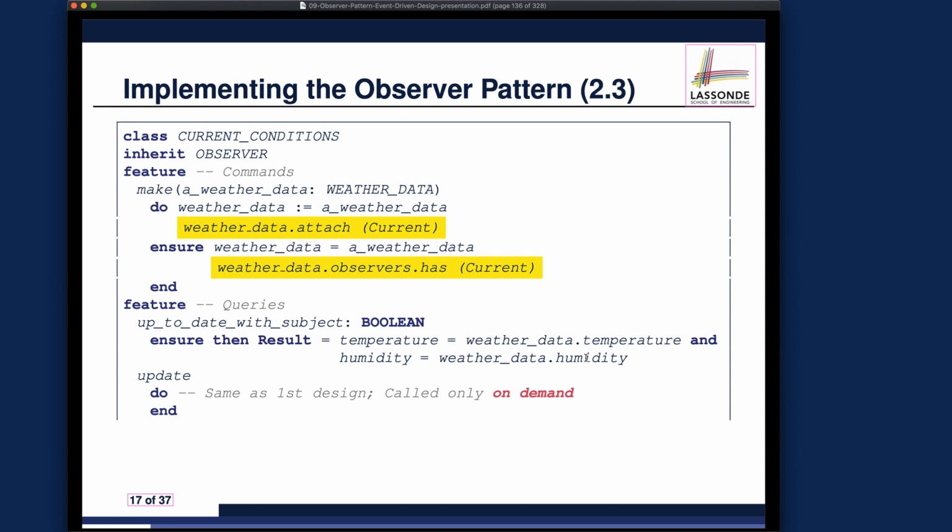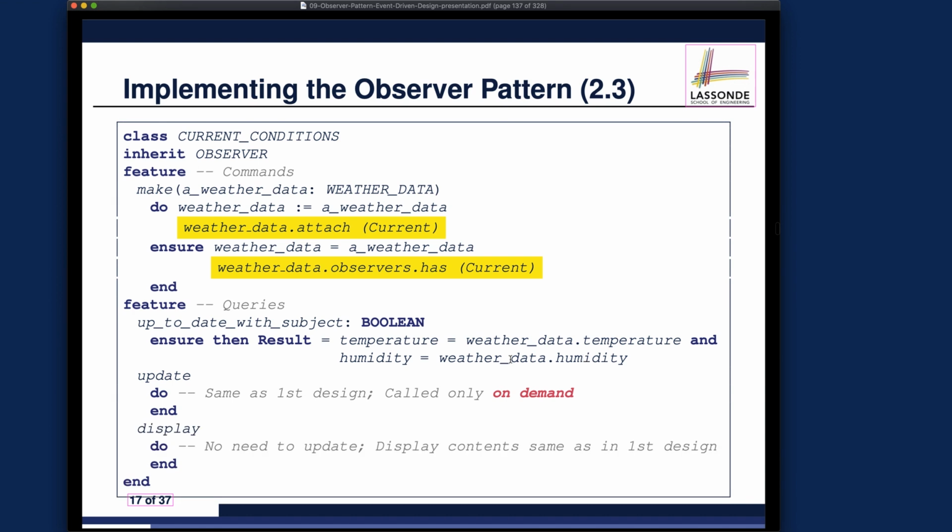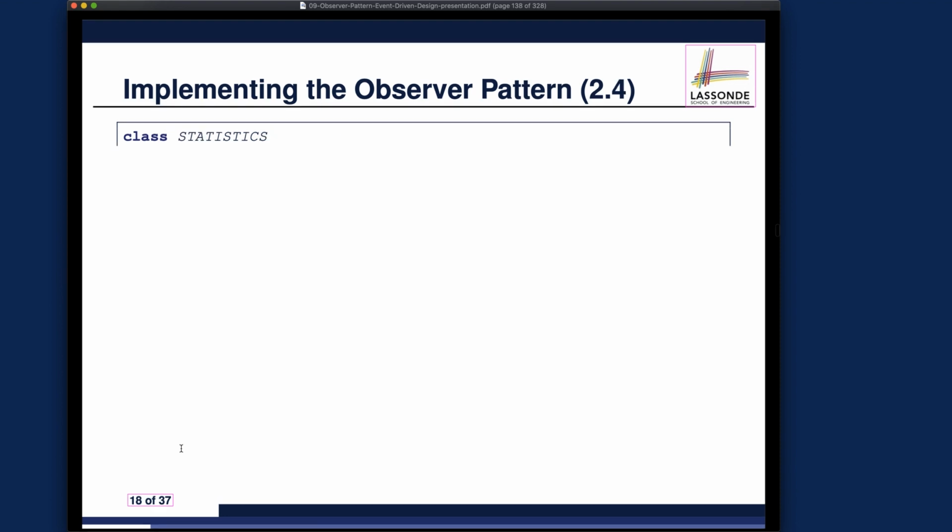That's why we have to do these two checks. And then for the updates, you can also look up the implementation from design number 1. It's also the same. And notice that for the display, for the first step, we don't need to say updates anymore. So that, again, we are really doing updates only on demand. So for the display, it's guaranteed to always display the up-to-date version for the measures, for the weather data. Finally, we look at statistics.